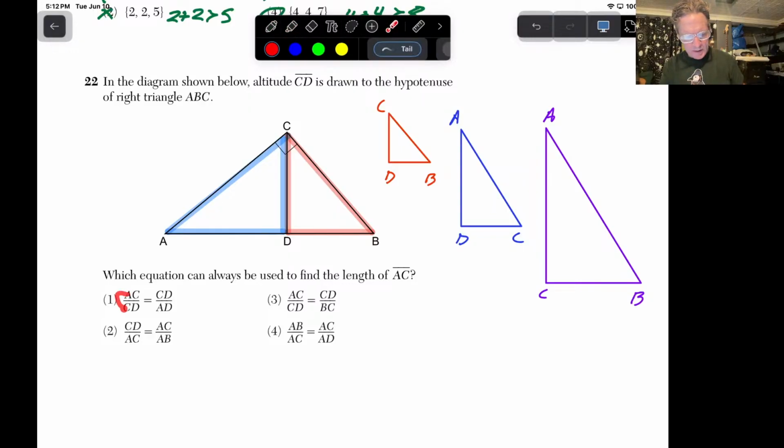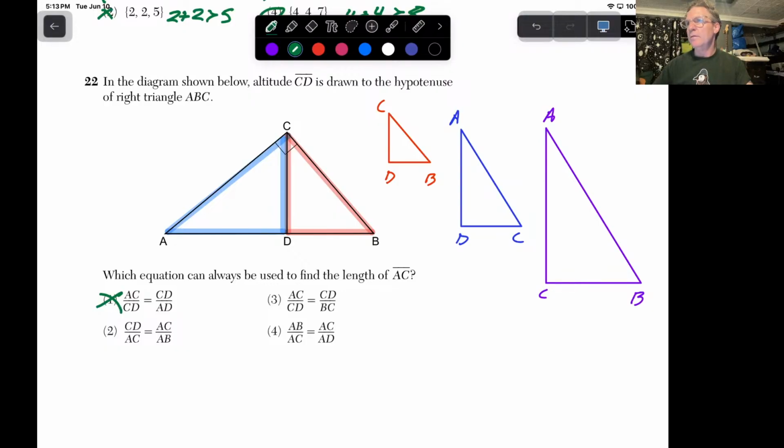So AC over CD. AC is here and CD is here. Does that map to CD and AD? CD is here, and AD. So CD and AD. Does that map to AC and...? No, that doesn't make any sense at all. These don't line up, so no good. Next one.